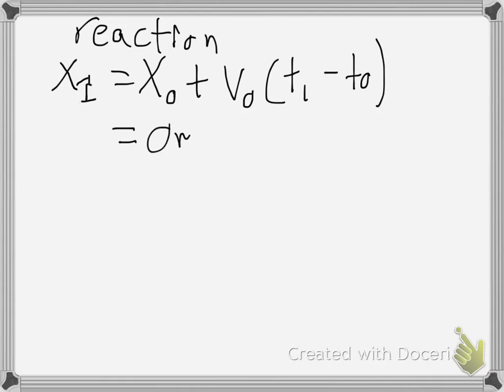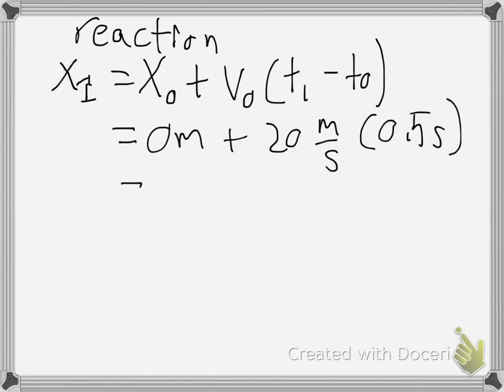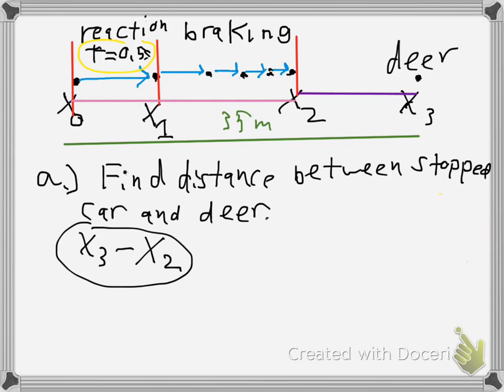So this is just 0 meters plus 20 meters per second, and then we multiply that by 1/2 of a second. So that gets to 10 meters. So that's how far the car moves from x0 to x1, 10 meters.